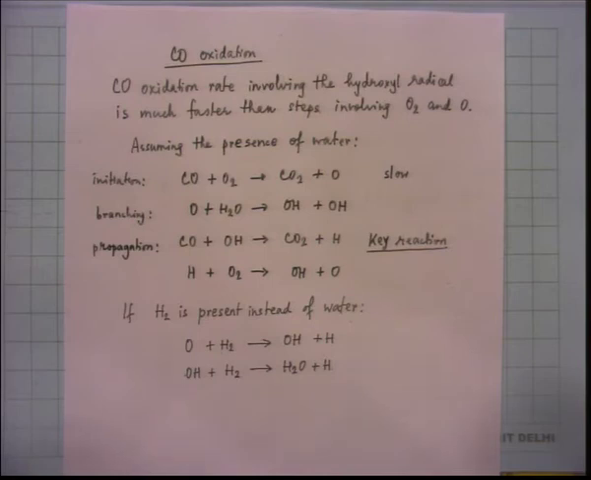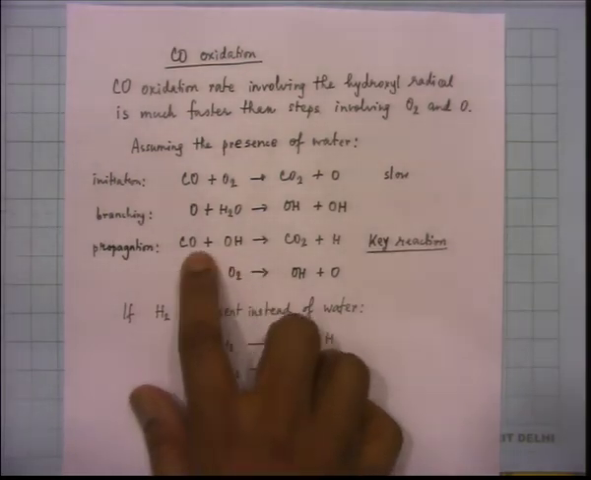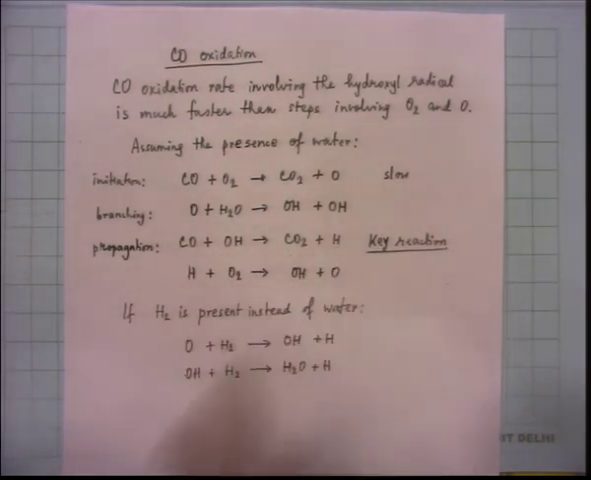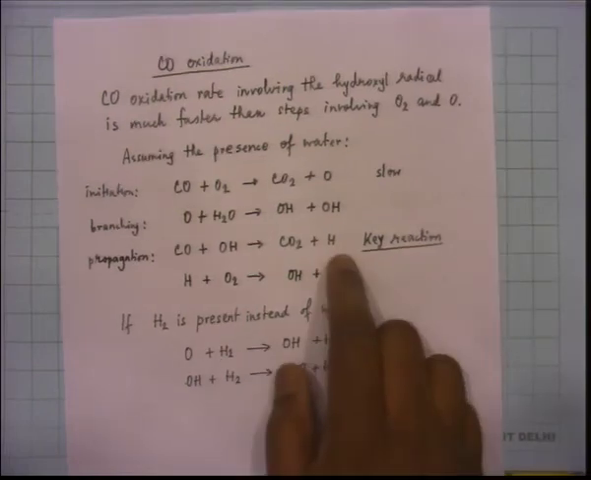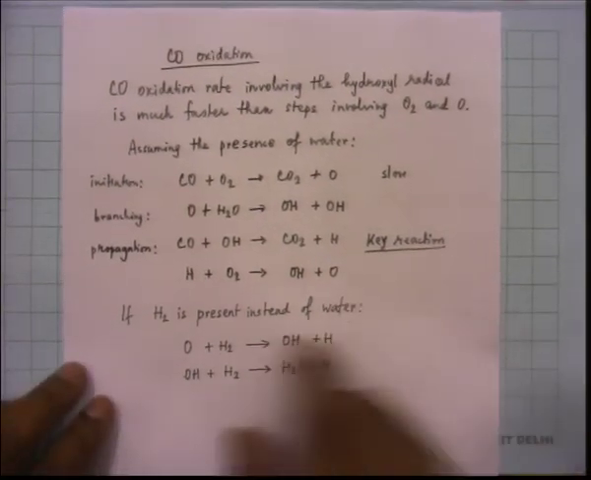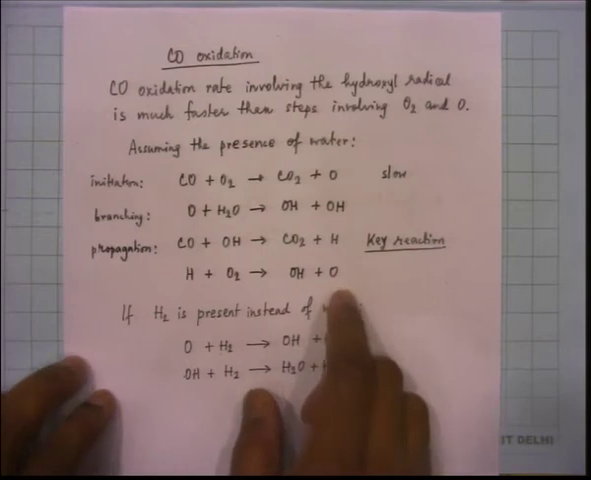and that hydroxyl radical can now attack that CO to give you CO2 and H, and this is the most important reaction, this is the key reaction. And then it is producing H, so that H will also react with O2 to give you OH and O.